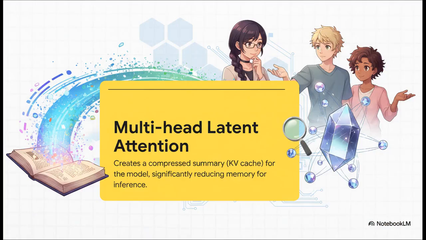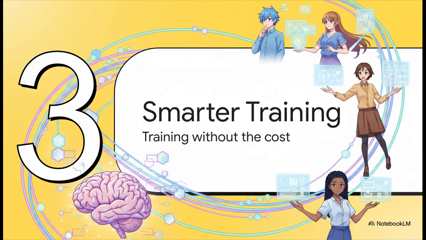The other key piece of the puzzle is something called multi-head latent attention, or MLA. Think of it like this. Instead of the model having to reread an entire heavy book every time it wants to find one piece of information, MLA creates a perfectly compressed, super detailed summary. This just drastically cuts down on the memory it needs, especially for long chats, making the whole process so much more efficient. So the model's architecture is clearly smart. But what about the process of actually training this beast?